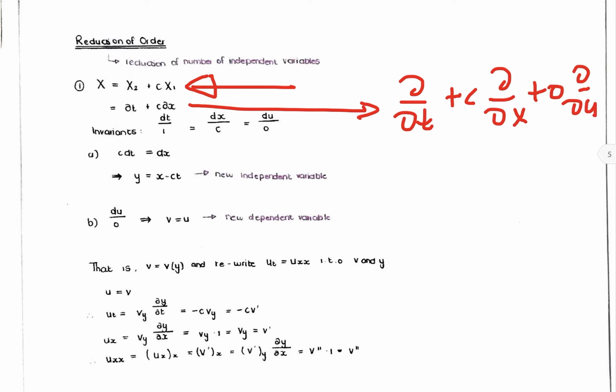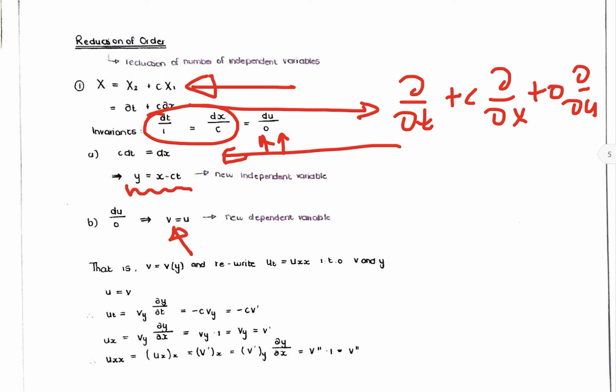If you write this in a characteristic form, trying to determine the invariance, we write dt over 1, dx over c, and du over 0. Since du is over 0, v equal to u is one of the invariants. That will be the new dependent variable. And when we take a combination of this, we end up with an invariant, which is your integration constant, being that.